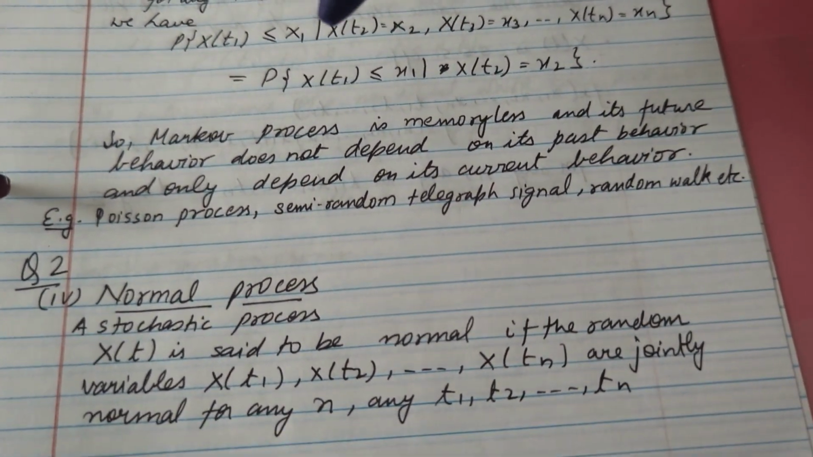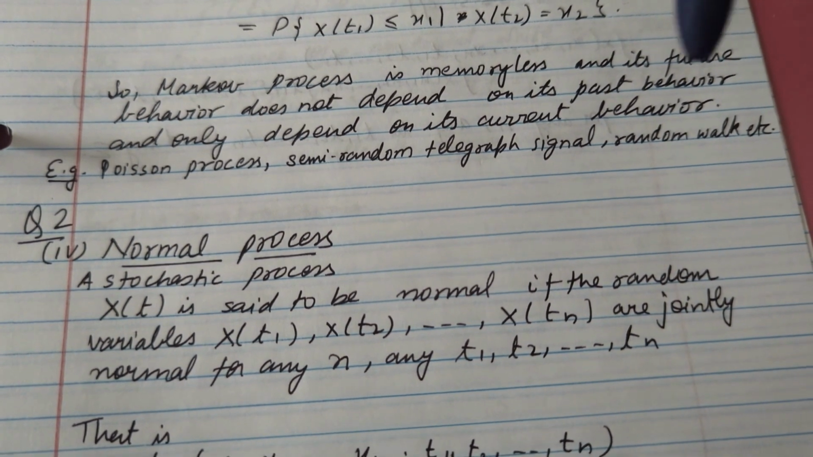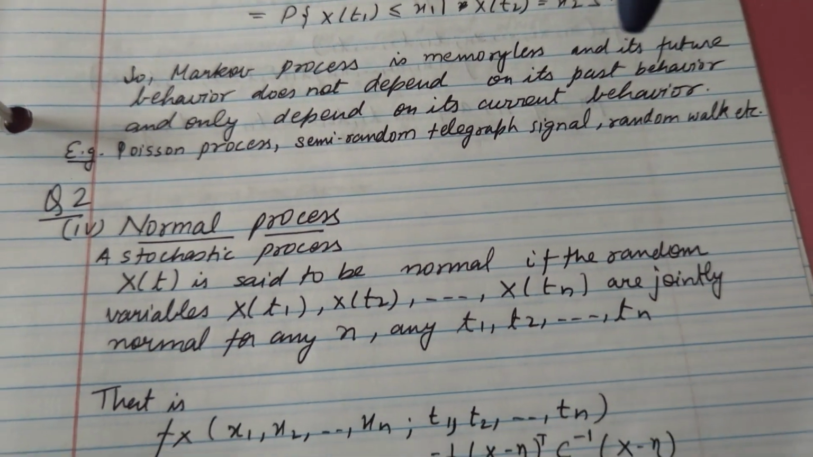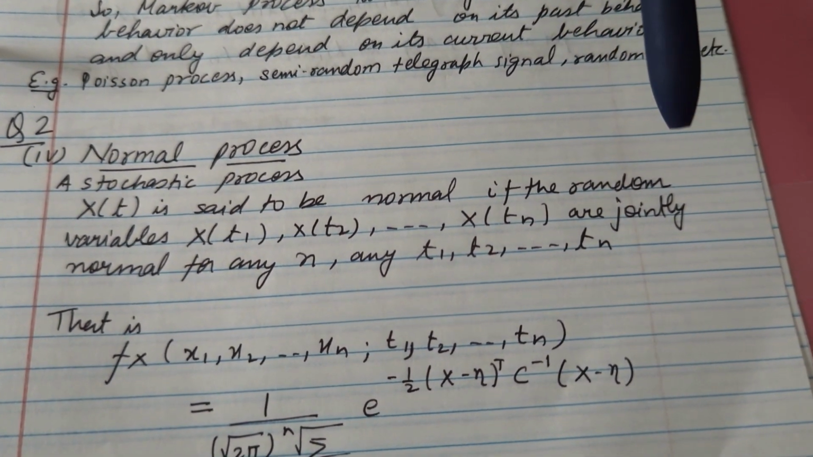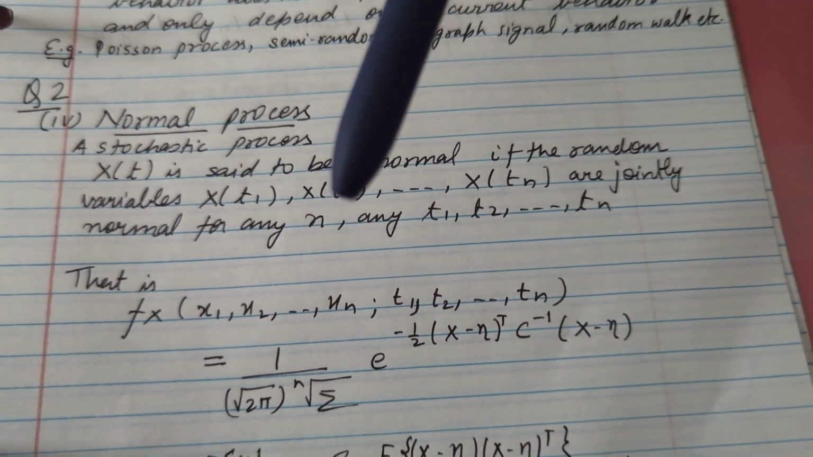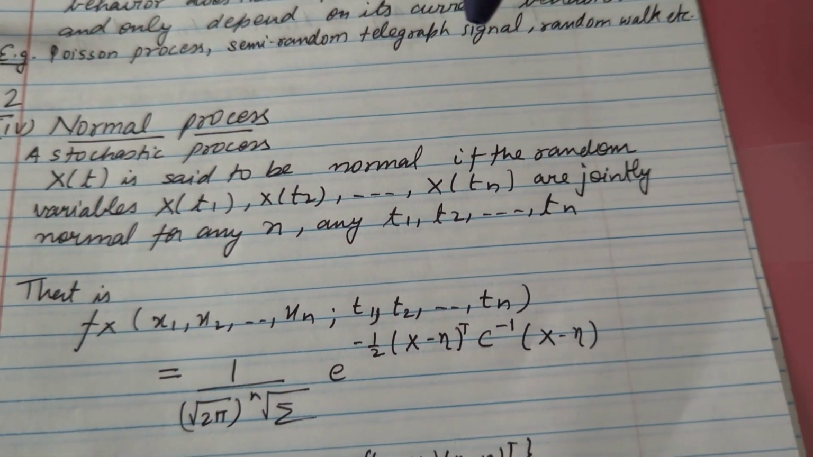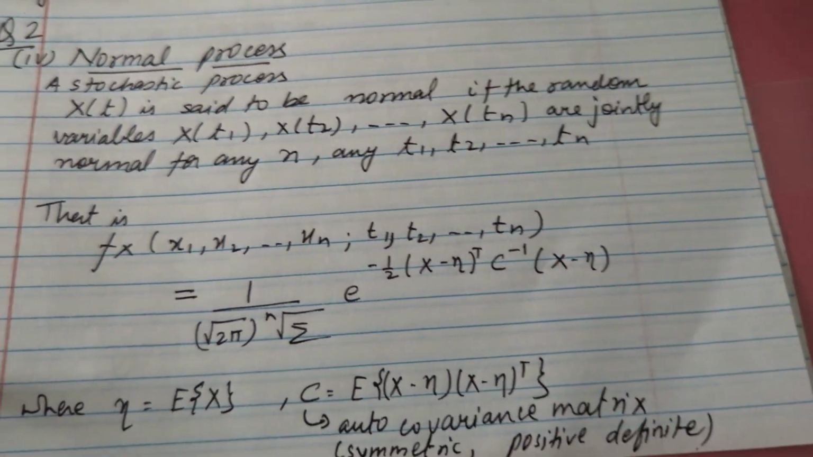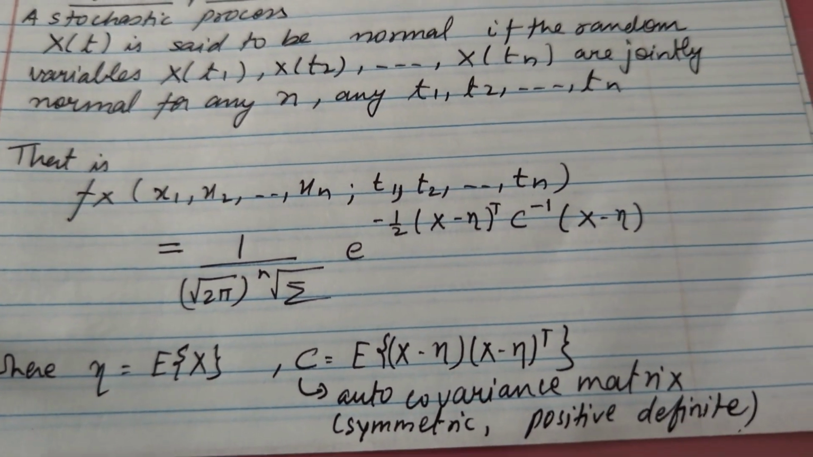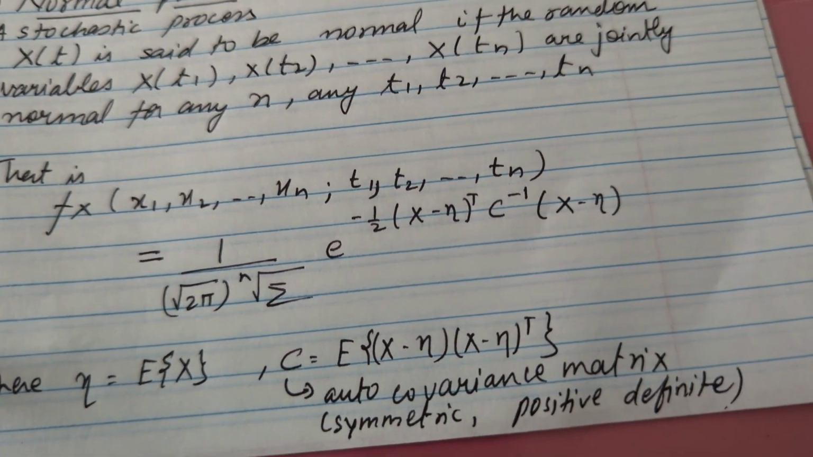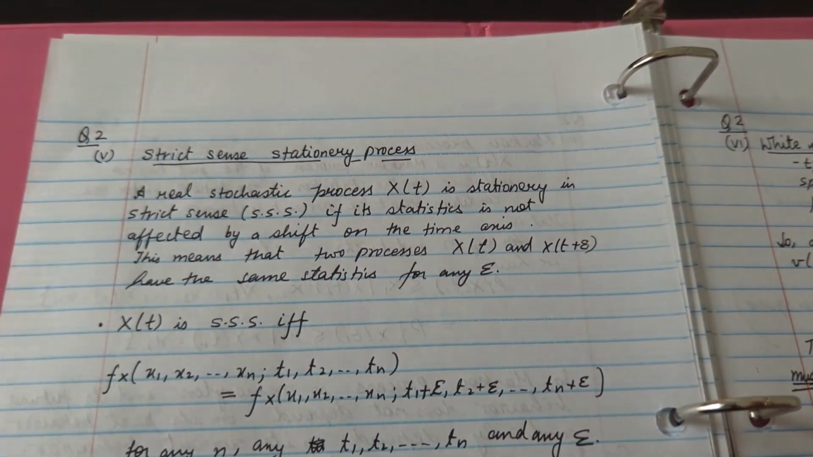So now the fourth part, normal process. A stochastic process X(t) is said to be normal if the random variables X(t1), X(t2) up to X(tn) are jointly normal for any n, any t1 up to tn. That is, f(x1 up to xn; t1, t2, tn) can be written as 1 over the square root of (2 pi)^n times the determinant of C, times e to the power minus half (x minus eta) transpose C inverse (x minus eta), where eta equals expectation of X, and C is the expectation of (x minus eta)(x minus eta) transpose. C is the autocovariance matrix, which is symmetric and positive semi-definite.